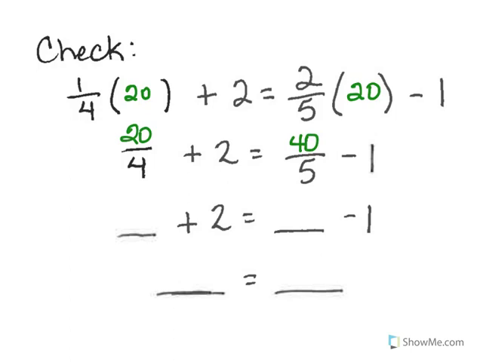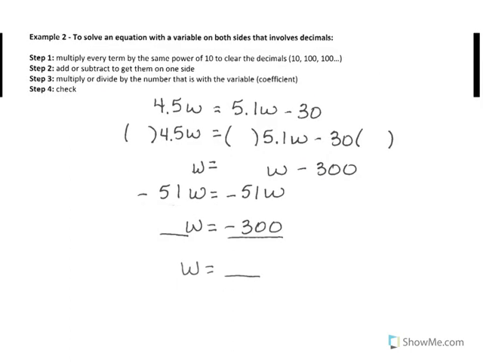On the left, I can divide 4 into 20, and there are 5 4s in 20. And when I look on the right side, I'm going to divide 40 by 5, and there are 8 5's in 40. So on the left, I have 5 plus 2, which is 7. And on the right, I have 8 minus 1, which is 7. Because they are equal to each other, they balance, I can put a check. I know that I have the right amount for my variable. Moving on to example 2.